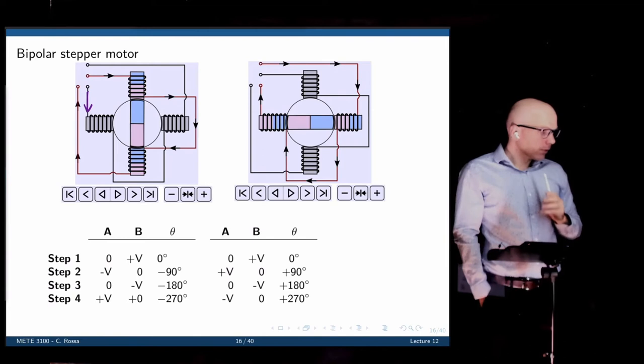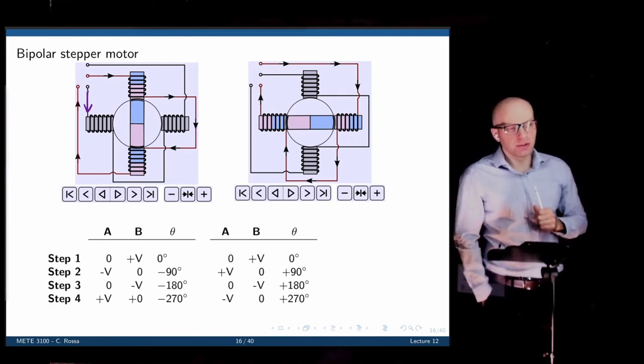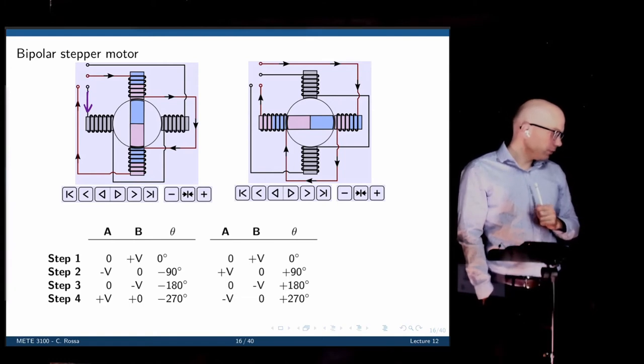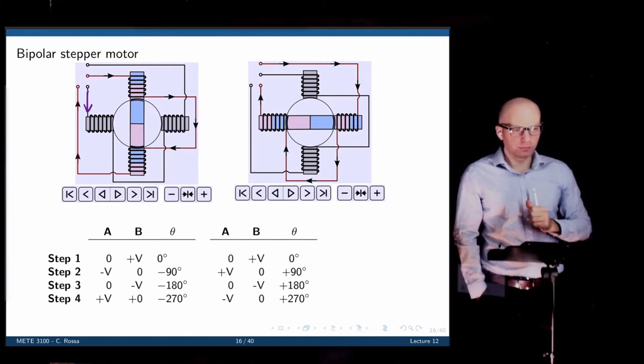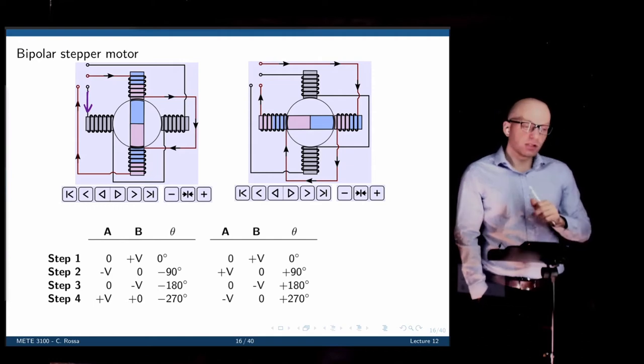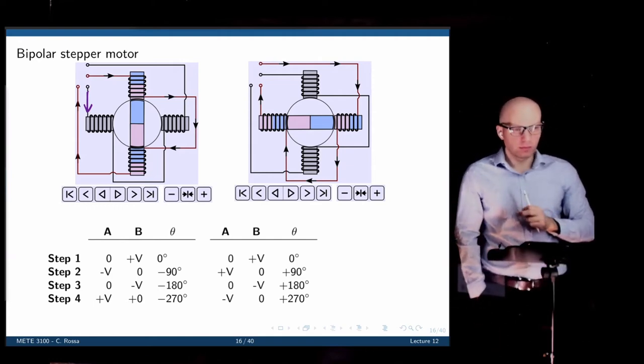Okay. Is this clear? Is the principle of operation of bipolar stepper motors clear? Any questions? If this is not clear, I can explain again. Yeah. Sorry, can you please repeat it again, like the direction thing?